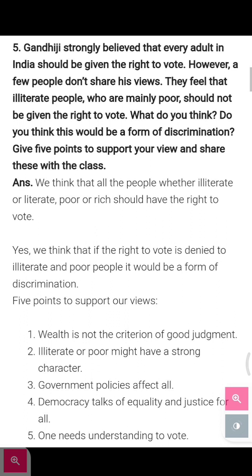Answer. We think that all the people, whether illiterate or literate, poor or rich, should have the right to vote. Yes, we think that if the right to vote is denied to illiterate and poor people, it would be a form of discrimination. 5 points to support my view are: wealth is not the criteria of good judgment. Illiterate or poor might have a strong character. Government policies affect all. Democracy talks of equality and justice for all. One needs understanding to vote.